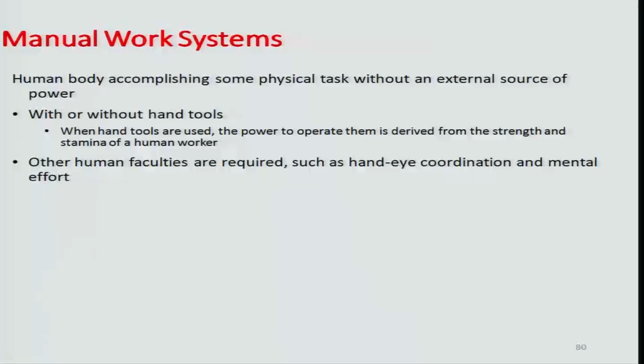In a manual work system, the human body accomplishes some task, which can be a physical task, without any assistance from an external source of power, for example, a power tool. Manual work systems could work with or without hand tools, for example, a screwdriver, hammer, or spanner, which an operator uses to aid himself in some operation or activity. That is also part of the manual system, because without using the power of a human being, that particular work cannot be done.